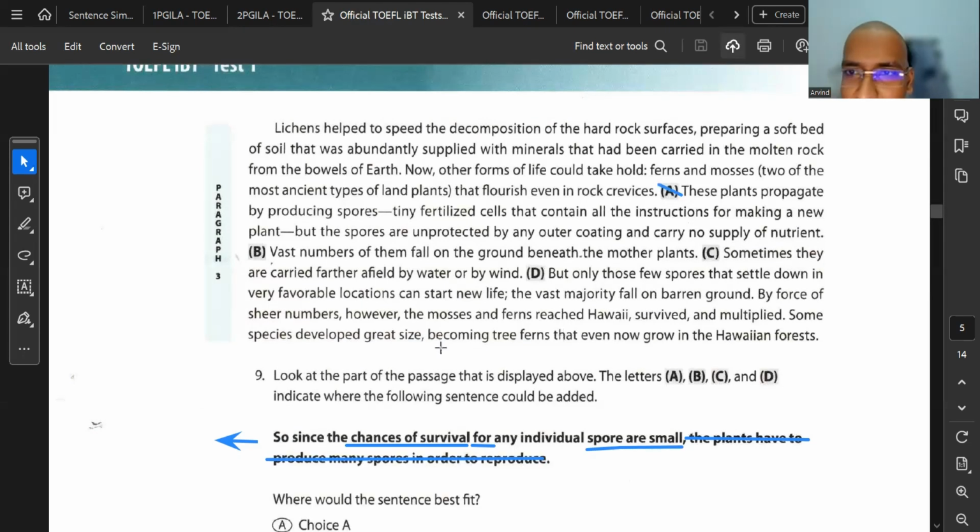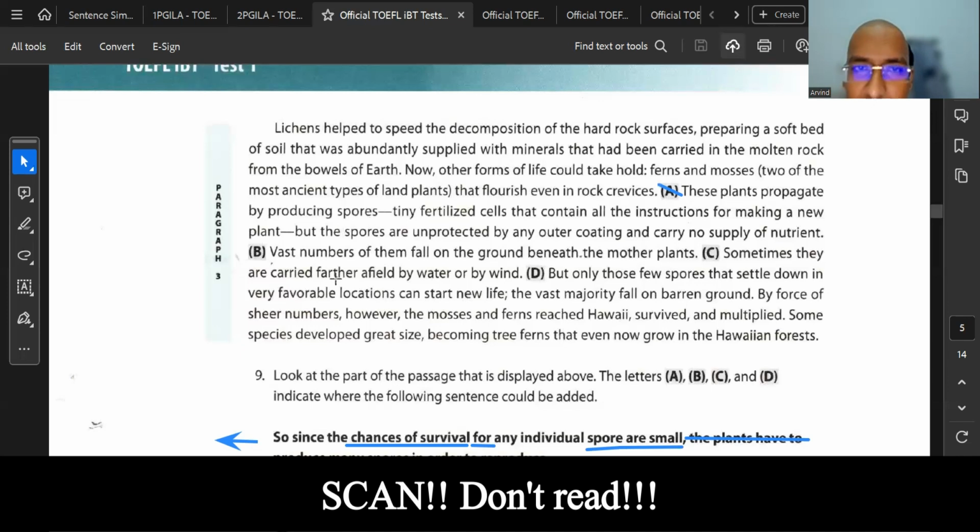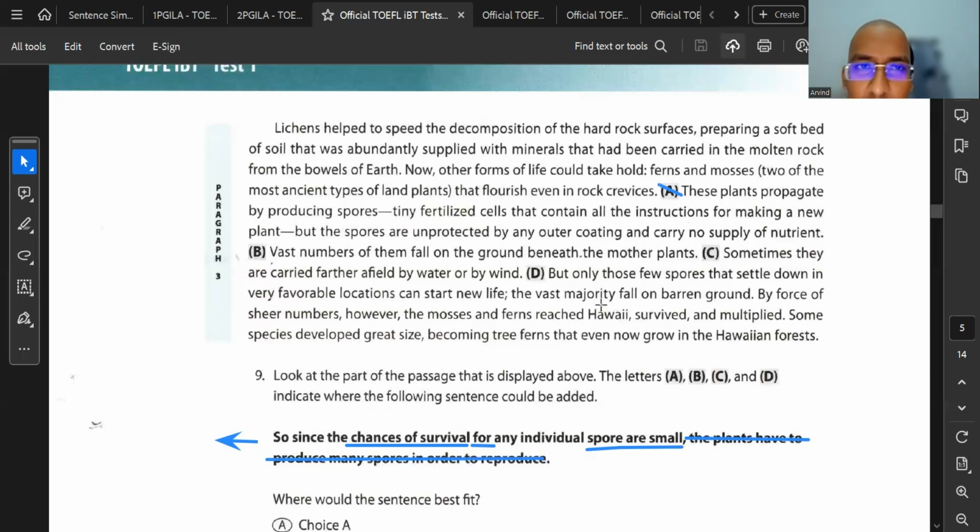Okay. The sentence before B, where is that? Oh, it's a long sentence. Remember, what we're doing is we're not reading, we are scanning for words. Yes, I see spores. So B is possible. Okay, the sentence before C, not possible. The sentence before D, also not possible. So I will go with B. Is that correct? That is correct.